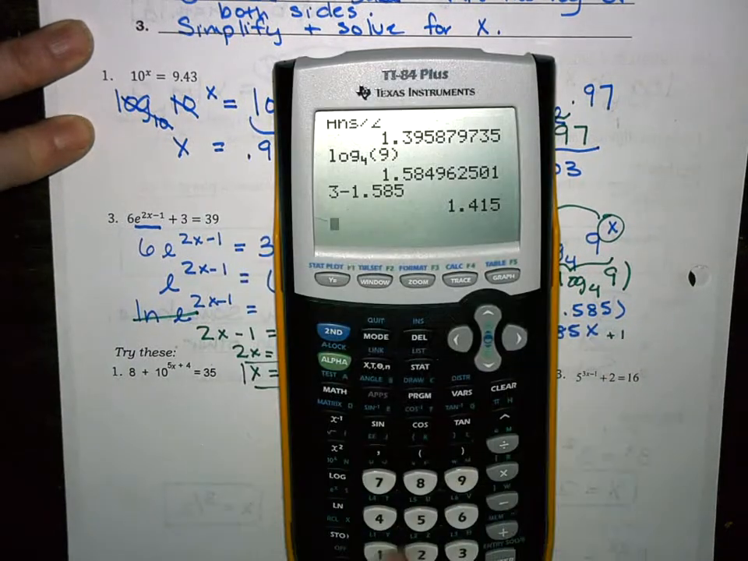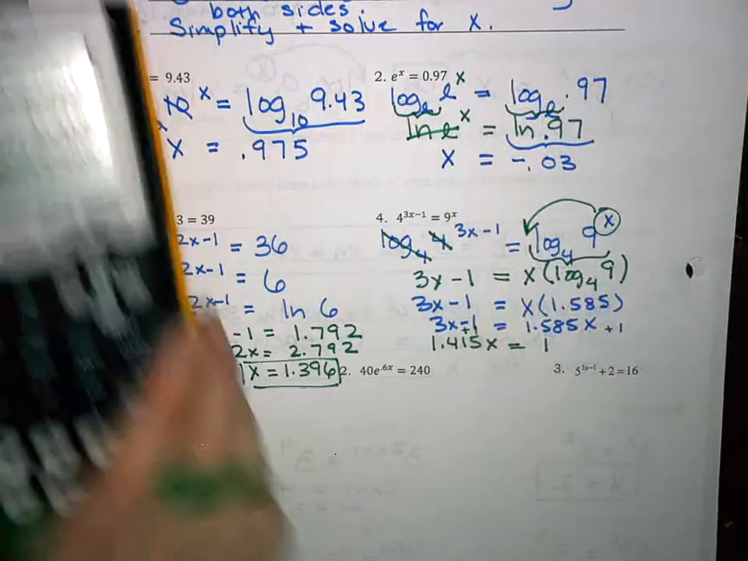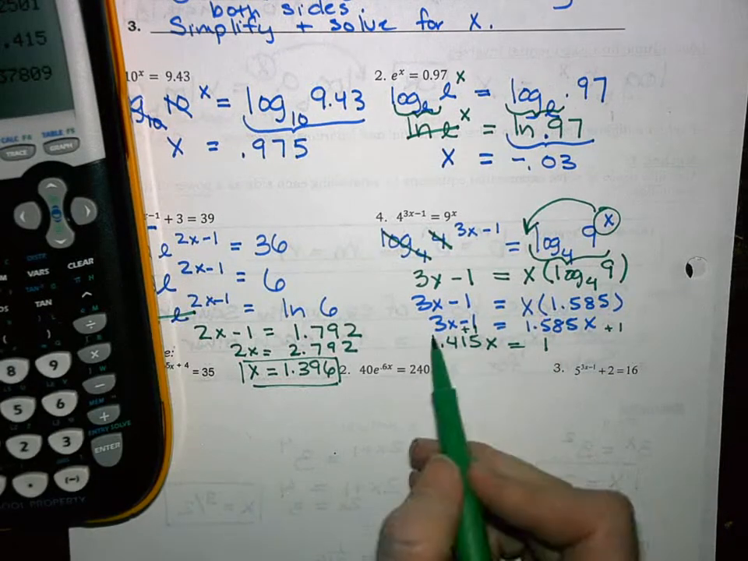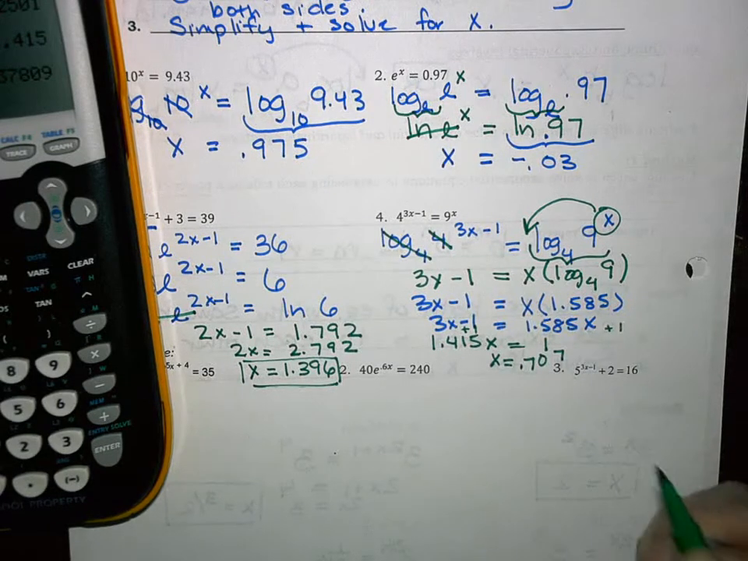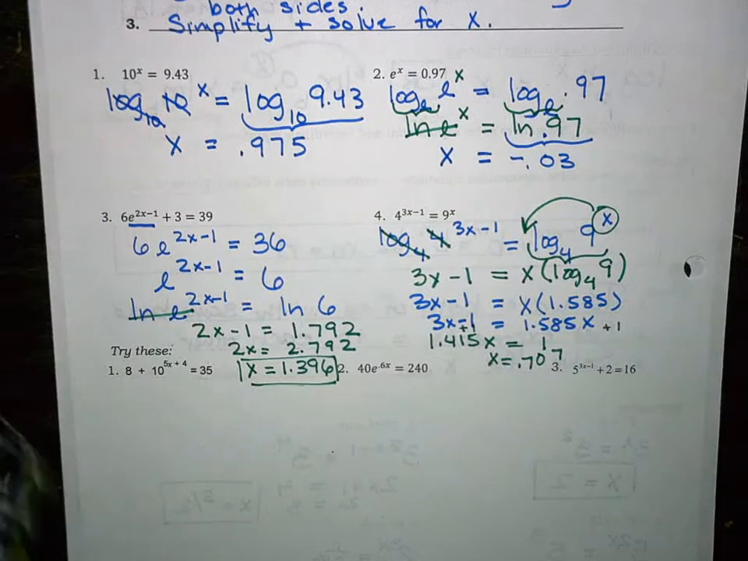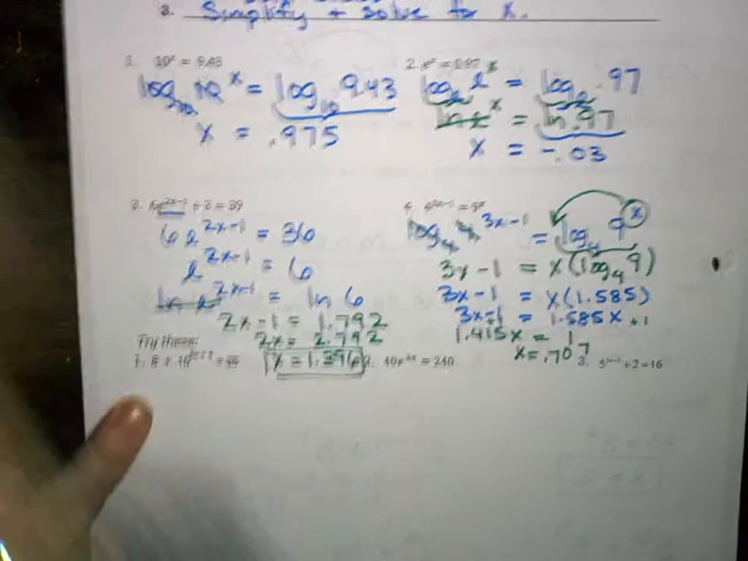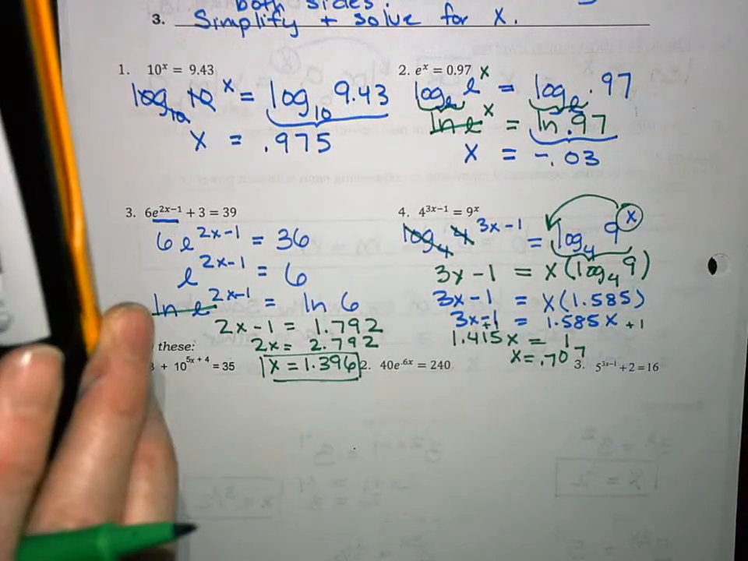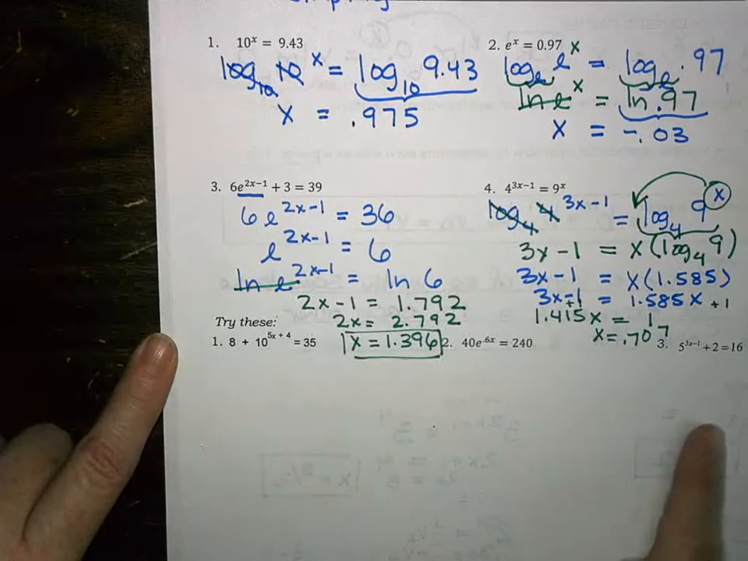So now I'm going to solve for x. I'm going to divide both sides by 1.415. So 1 divided by 1.415 is equal to 0.707. So x equals 0.707. There we go, so that's my answer. Is that right? Yep, okay.